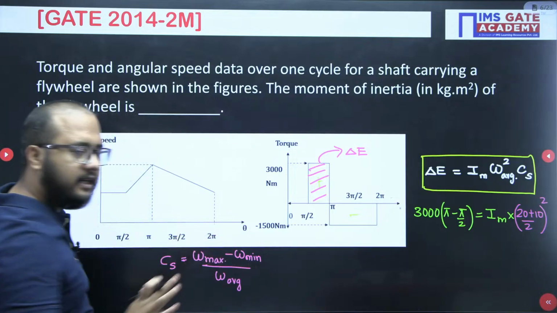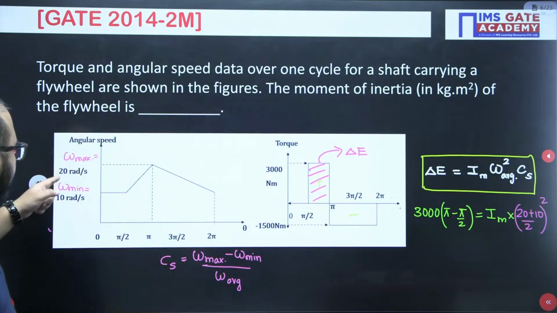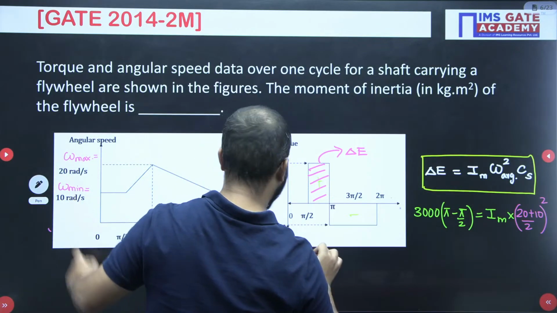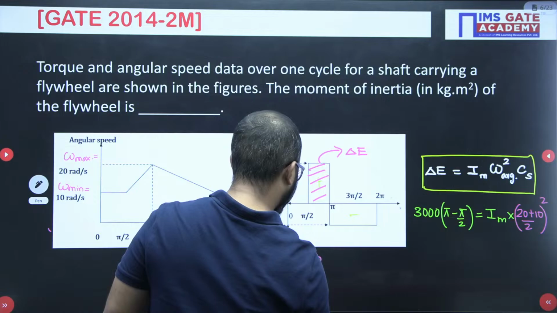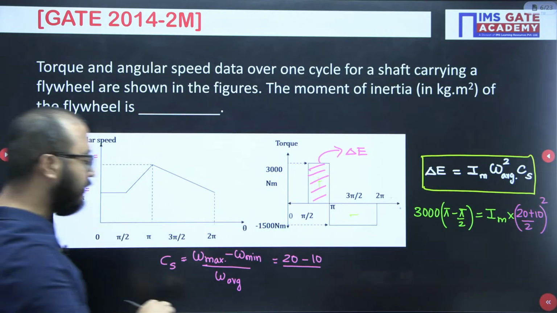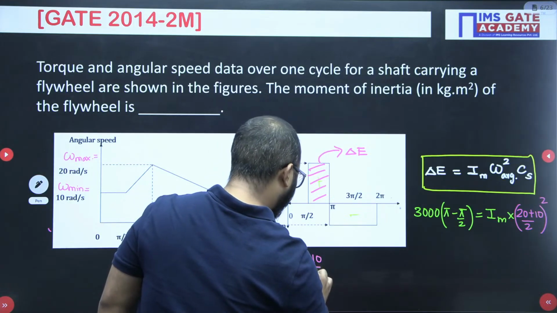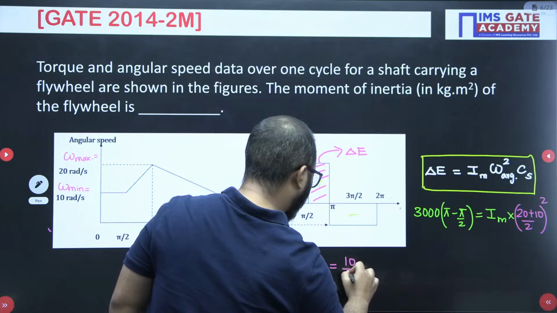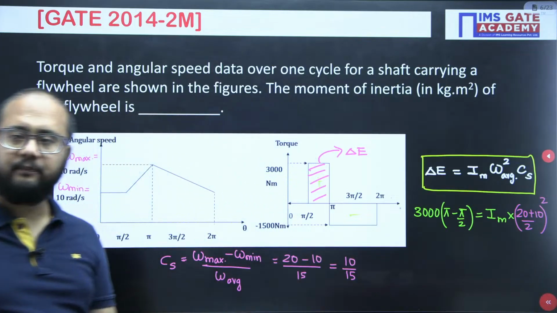So from here you can easily get the value of CS also. So omega max is 20 minus 10, divided by omega average. 20 plus 10, 30, divided by 2, it will be 15. So from here you will get the answer, 10 divided by 15. So this will be our CS value.